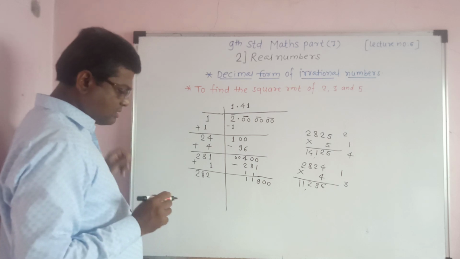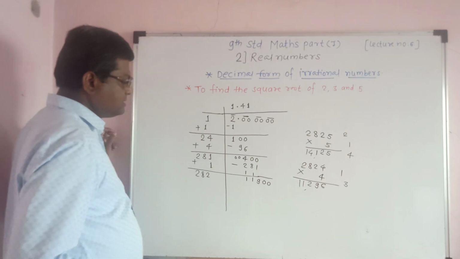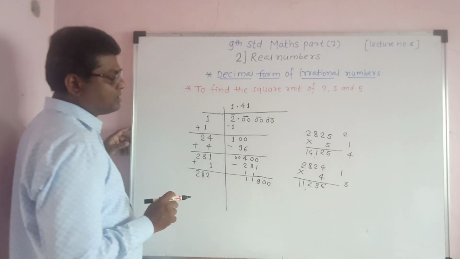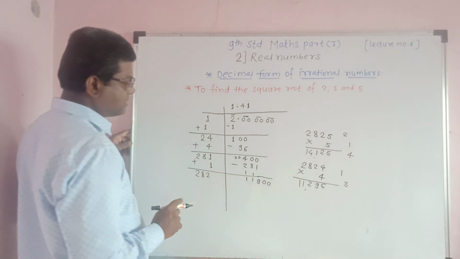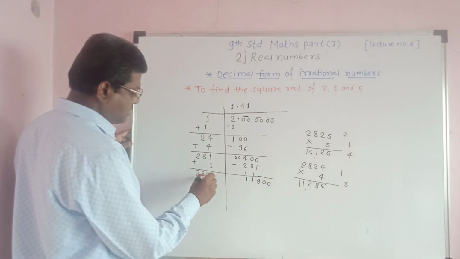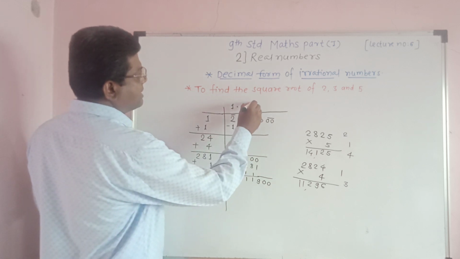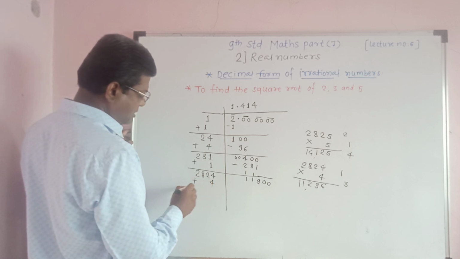So we got the number 11,296. This number is less than 11,900 and it is closer to this number. So we take 4 on 282 and write 4 here, and also add 4 in this number.